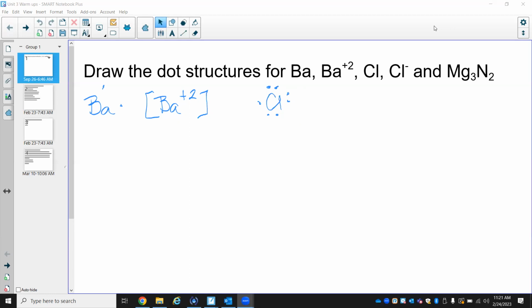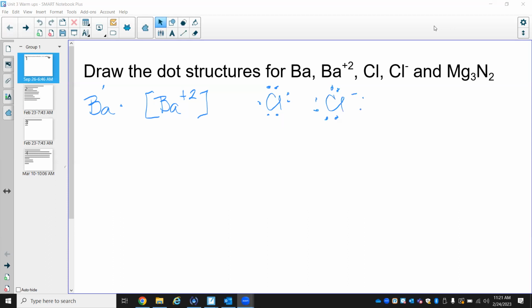For the chloride ion, remember the negative charge means that it gains an electron. These want to be full and have that full octet. So this will have all 8 electrons around it. And you may see it with or without brackets.